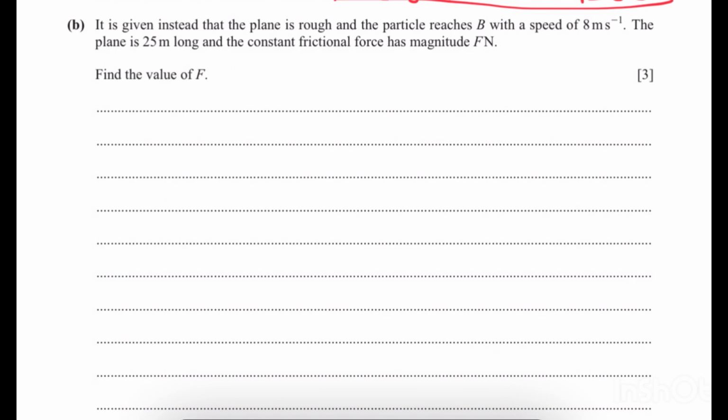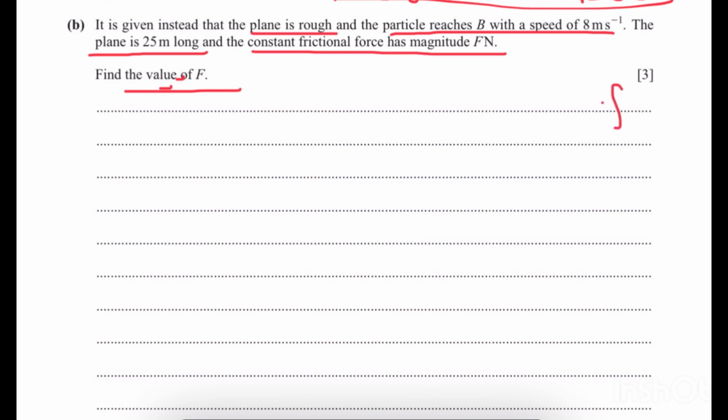On to part B. It is given instead that the plane is rough and the particle reaches B with the speed of 8. The plane is 25 meters long and the constant force has magnitude F newtons. We need to find the value of F. Basically we need to find the friction because now the plane is rough. The final speed, which I'll write as V, is 8. The initial speed remains 0 as in part A because they've not changed that.